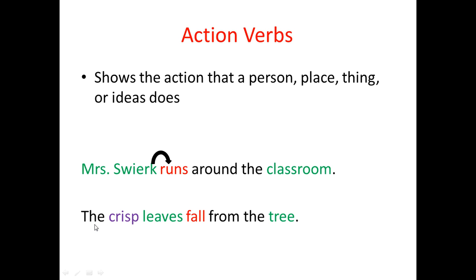Here's another one. The crisp leaves fall from the tree. Leaves is our main noun, and the word fall tells what they do. What do the leaves do? They fall. So fall shows the action.